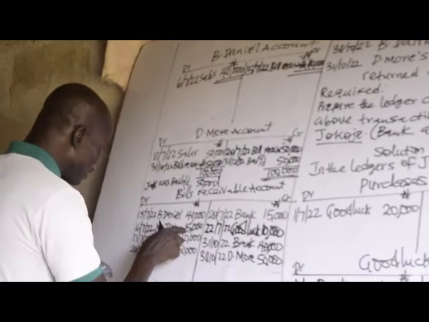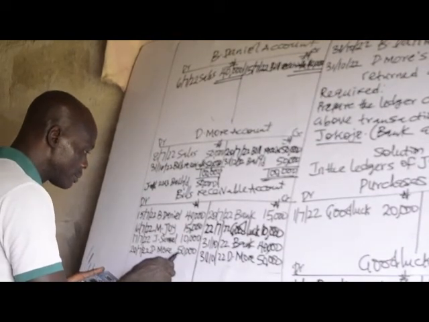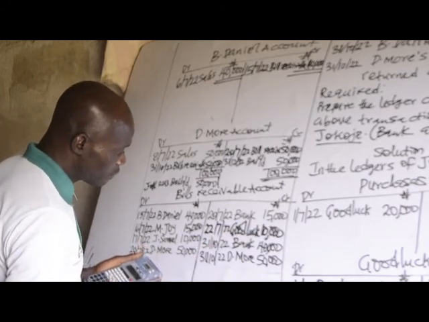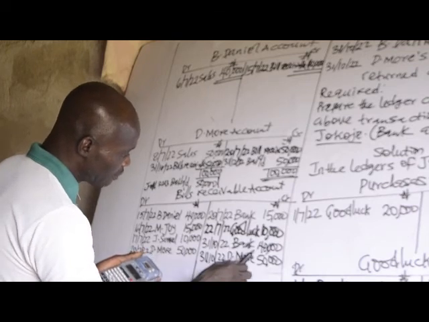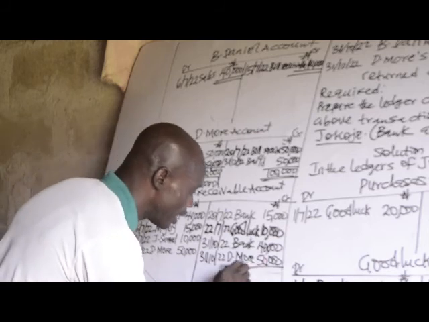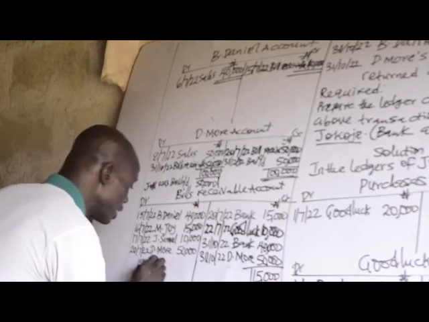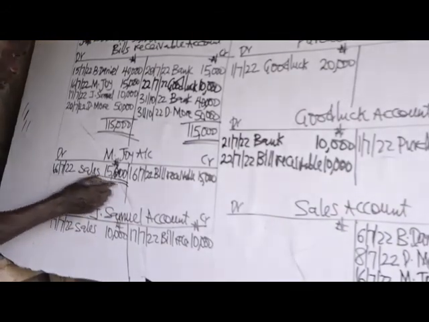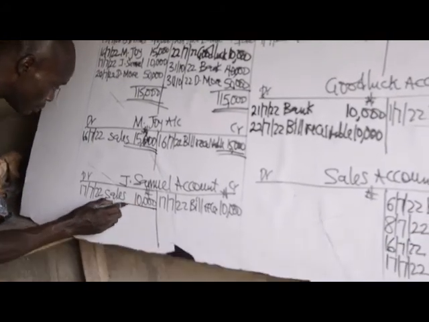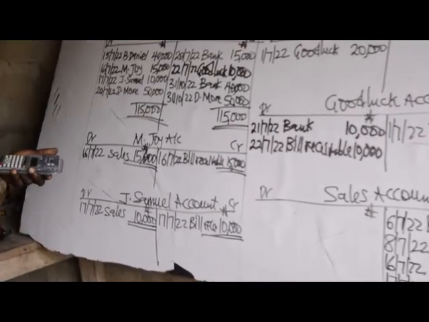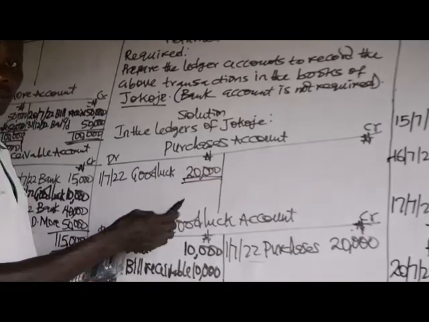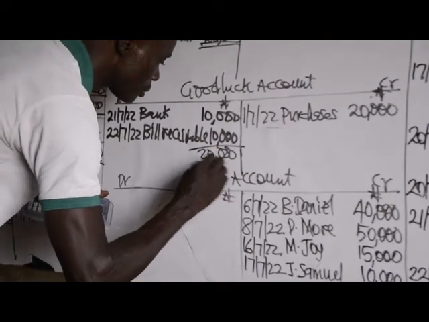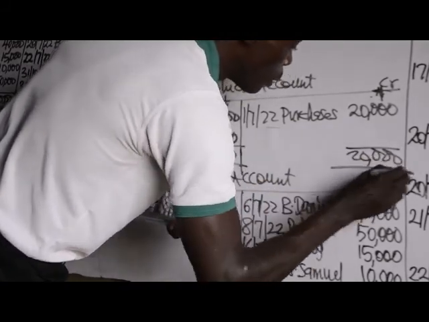Debits receivables account, 40,000 plus 15,000 is 55,000, plus 10,000 is 65,000, plus 50,000 is 115,000. The credit side, 15,000 plus 10,000 is 25,000, plus 40,000 is 65,000, plus 50,000 is 115,000. That cancels out, no balance. Then Enjoy, 15,000 cancels the 15,000 at the credit side. J. Samuel, 10,000 cancels the 10,000 at the credit side. Purchases is 20,000. Then Good Luck, 10,000 plus 10,000 is 20,000. The credit side is 20,000, leaving no balance.